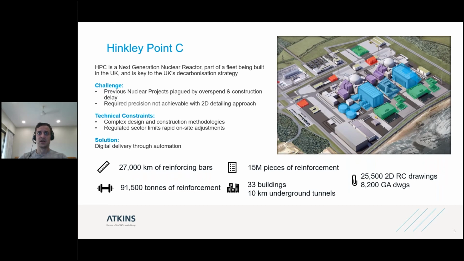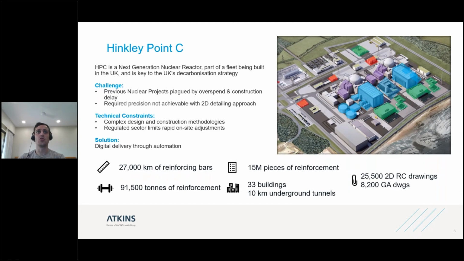Now, to give you a sense of the size and scale, within Atkins' scope there are 33 buildings. The buildings are normally semi-buried structures with about 10 to 15 floors. We've also done 10 kilometers of underground tunnel. So far to date, our concrete has equated to 91,500 tons, and we have produced 25,500 RC drawings with just over 8,000 general arrangement drawings.